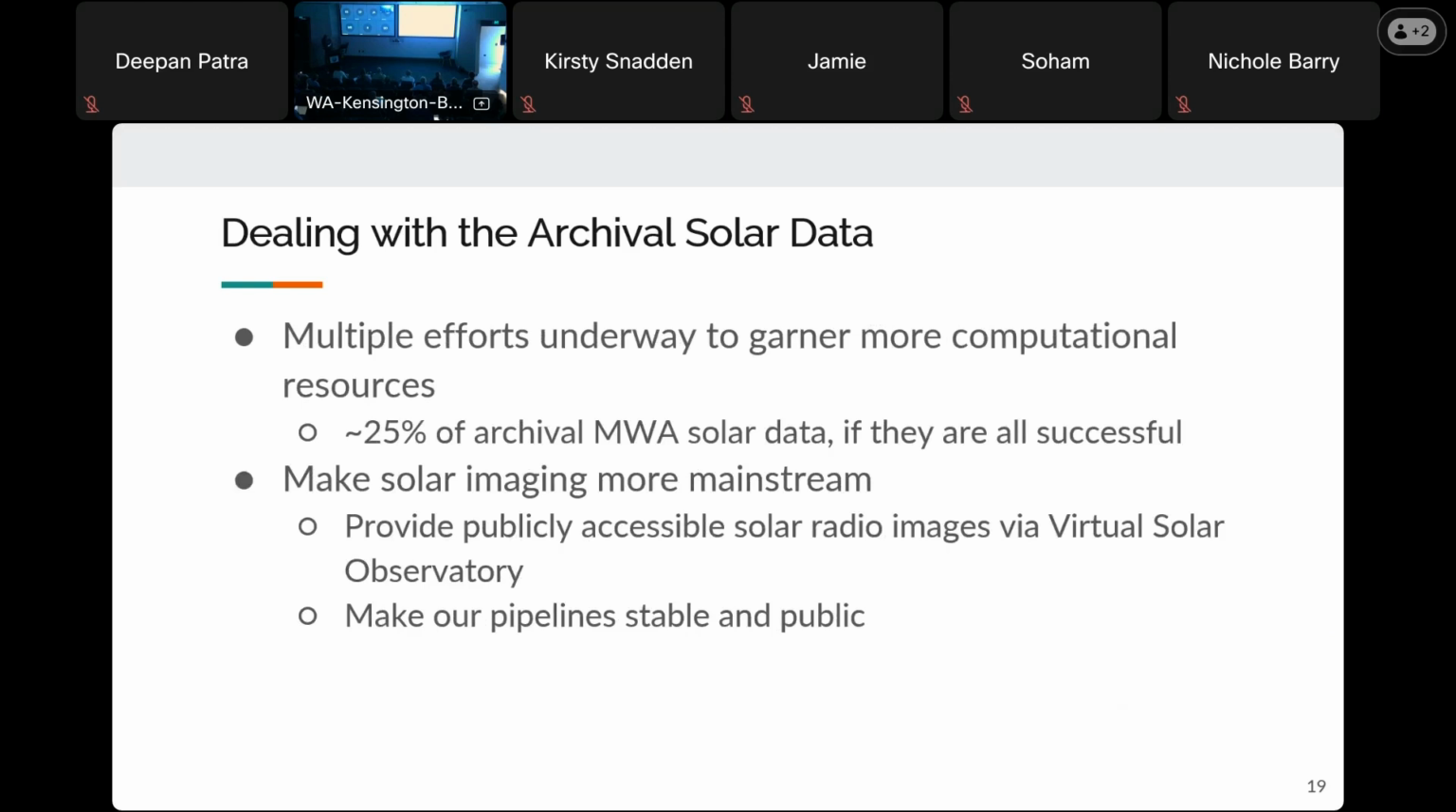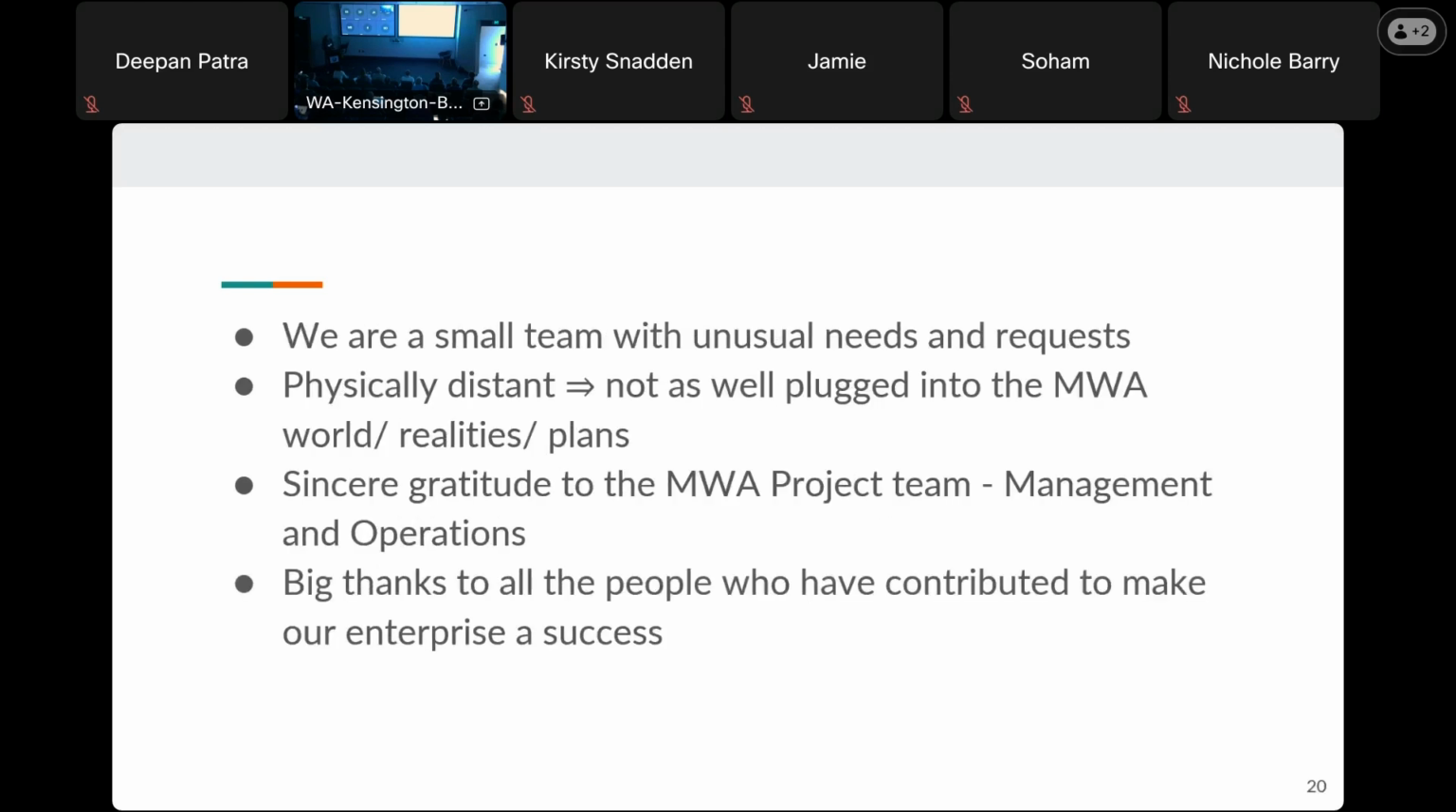The other thing is all these images which we want to make, we want to make them publicly accessible via the Virtual Solar Observatory. And the pipelines which we are making, we also want to make them public, because we will probably not have the compute resource to image most of it. But if you have the pipeline, if it is easy to use, maybe if you need it, you will be able to do that. Last thing I wanted to say is that we are a small team with rather unusual needs and requests.